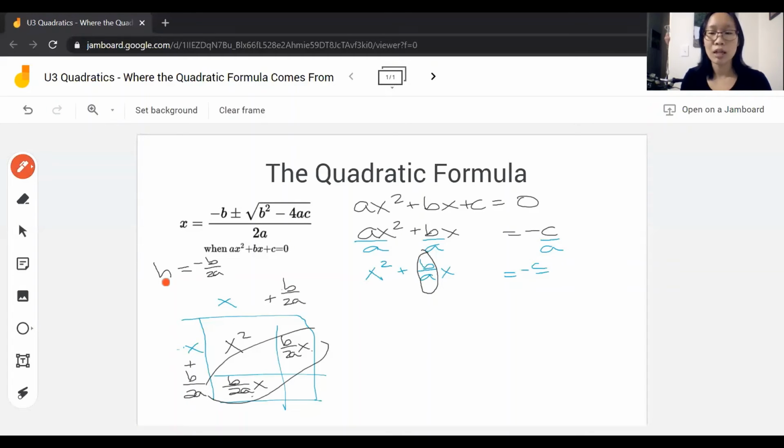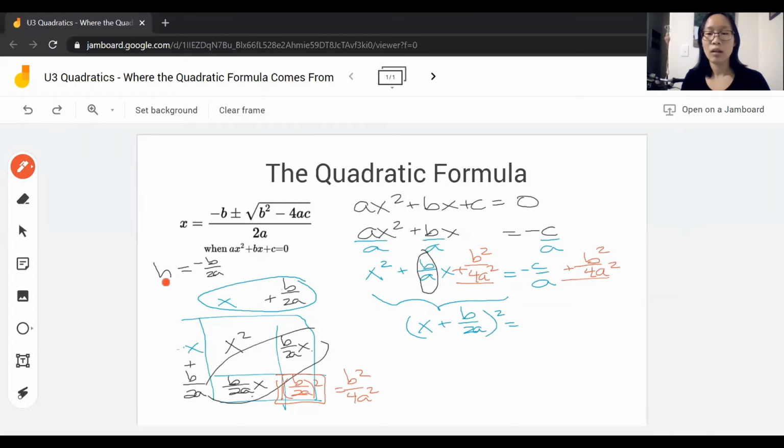But what is the term here that I have to add to both sides to make this a perfect square trinomial? That is this missing corner, which is b over 2a squared, which is b squared over 4a squared. So I will add b squared over 4a squared to both sides. Now I can rewrite this as a perfect square with a side length of x plus b over 2a. And on the right-hand side, I want a common denominator of 4a squared. So to do that, I'm going to multiply numerator and denominator by 4a. This gives me negative 4ac plus b squared all over 4a squared.